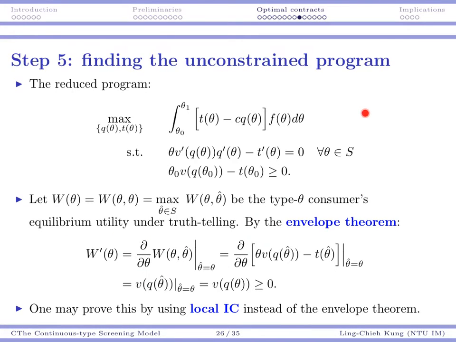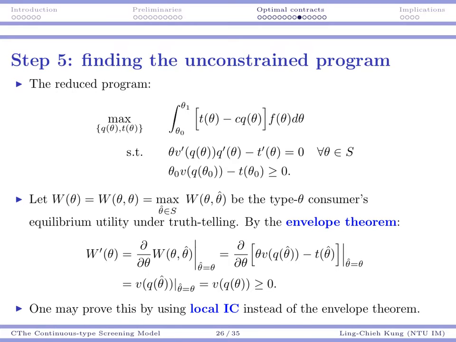So now in our reduced program, we only have two sets of constraints, one IR and a few local IC. Now let's look at this. I have defined this function W of theta hat, right? This is the type theta consumer's utility of reporting theta hat. Now if we maximize it, we're going to get theta as the optimal solution because we have IC constraints.